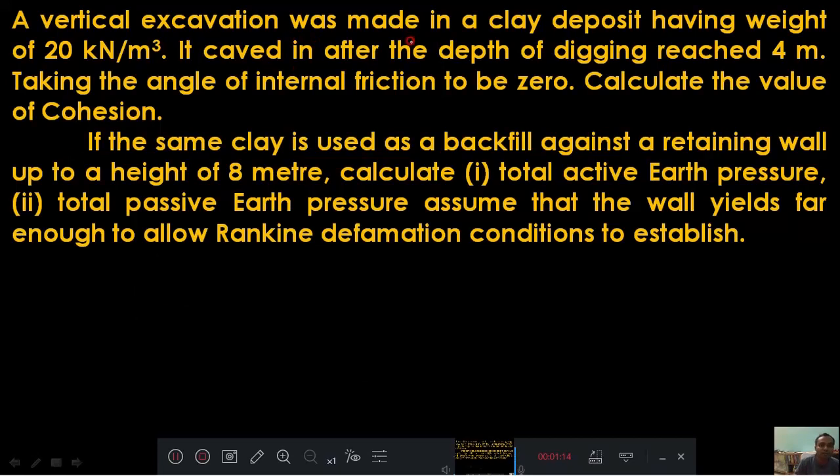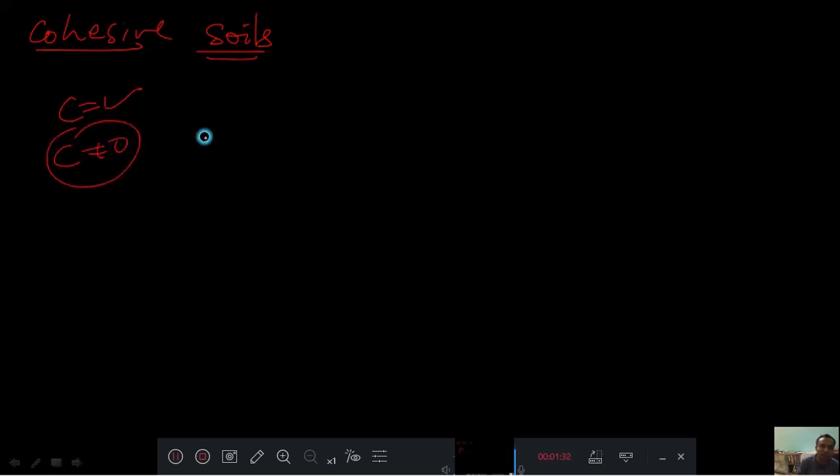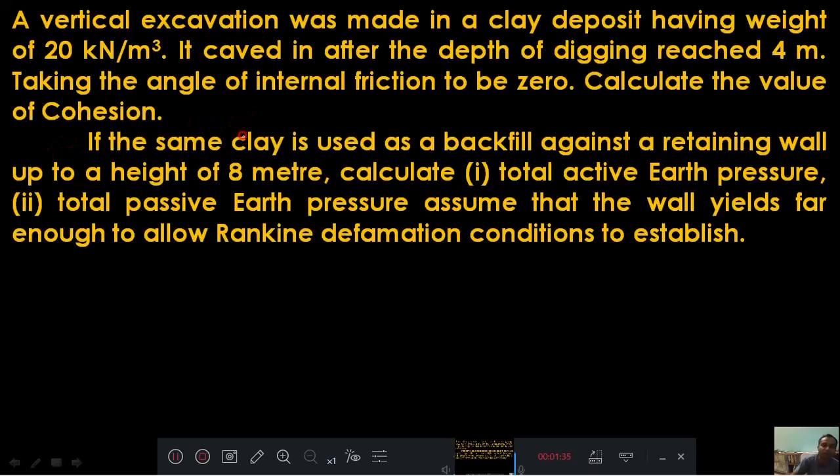A vertical excavation was made. This is a very important problem. Now we are going to the second type of problem, that is cohesive soils. Cohesive soils means C will be there. C is not equal to 0 now, and even phi is also there.